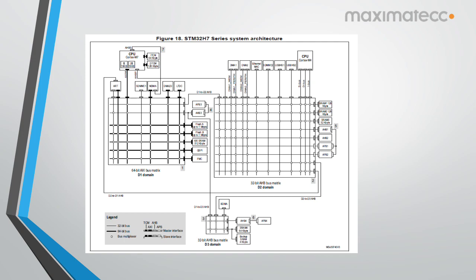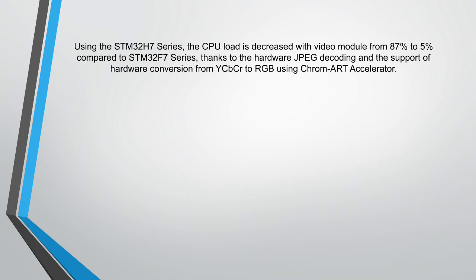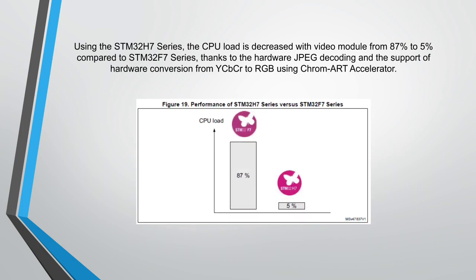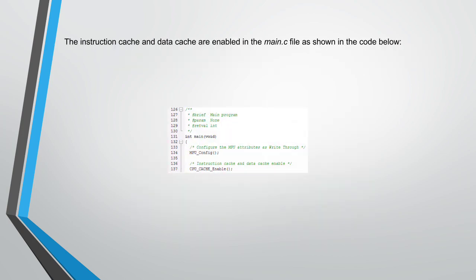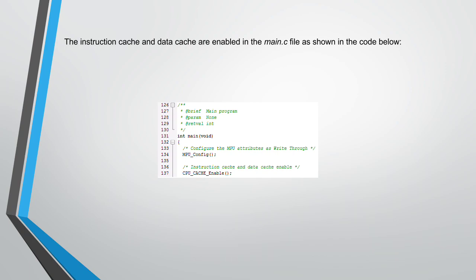Moving on, using the STM32H7 series, the CPU load of the video module is decreased from 87% to 5% compared to the STM32F7 series, thanks to the hardware JPEG decoding and the support of hardware conversion from YCbCr to RGB using Chrom-ART acceleration. The instruction cache and data cache are enabled in the main.c file as shown in the code. That is, configure the MPU attributes as write through, that is MPU config, and CPU cache enable.